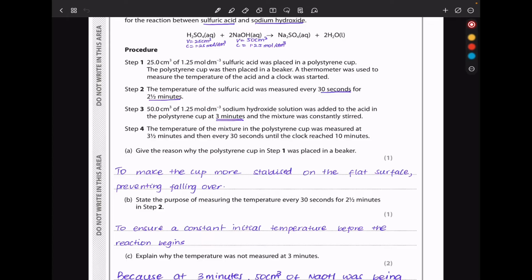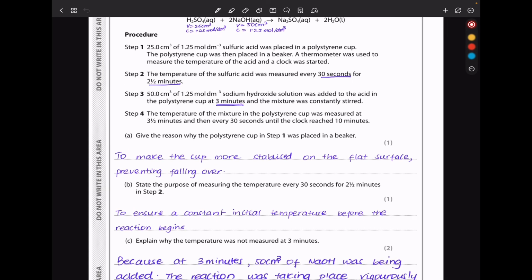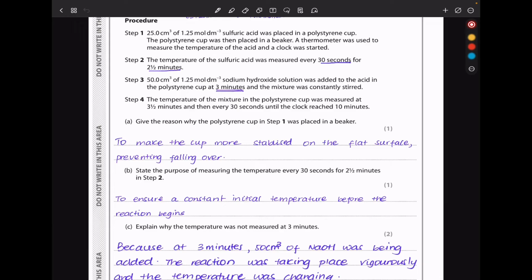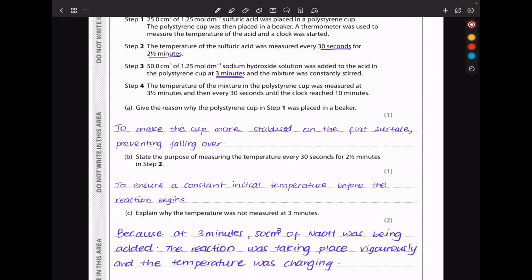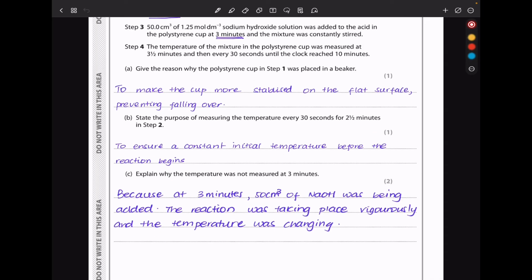The temperature of the sulfuric acid was measured every 30 seconds for 2.5 minutes, and then 50 centimeters cubed of 1.25 mole per decimeter cubed sodium hydroxide solution was added to the acid in the polystyrene cup at 3 minutes, and the mixture was constantly stirred. This is very crucial when they add it so the reaction begins at that time. The temperature of the mixture in the polystyrene cup was measured at 3.5 minutes and then every 30 seconds until the clock reached 10 minutes.